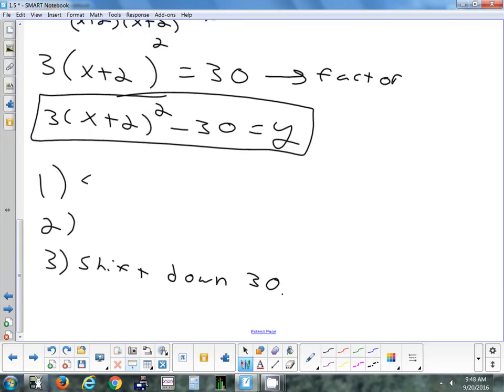Yep, so start inside the parentheses. Left 2. And lastly, that 3, what kind of stretch is that? Vertical stretch.